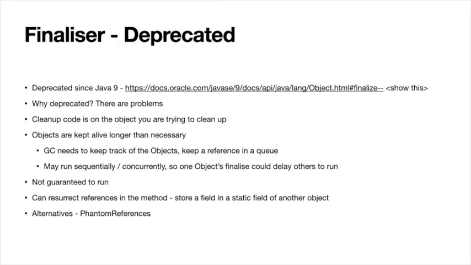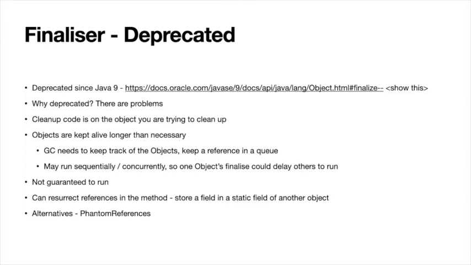And in fact, there is no guarantee that the garbage collector will even get around to calling the finalize method. As I mentioned earlier, you can resurrect references in the finalize method so that the object itself lives on, even though the finalize method will then never be called again because it's only called once. So that's another example of how the finalize method actually does more harm than good.